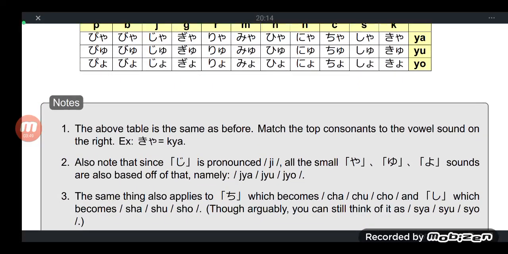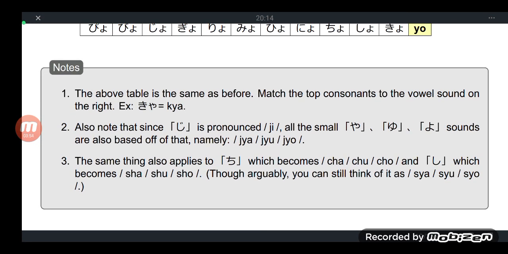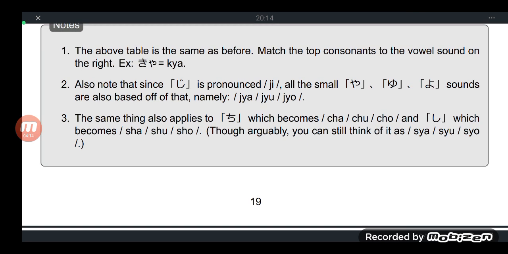Okay, so in this above table, the same as before, you can combine these. Remember that we have only three small characters here: the ya, the yu, and the yo, that you can transform into small characters and combine with consonant hiraganas to form new sounds. The same thing also applies, as you can see in note number 3, to chi, which becomes cha, chu, cho, and shi, which becomes sha, shu, sho. Though arguably, you can still think of it as sha, shu, sho.